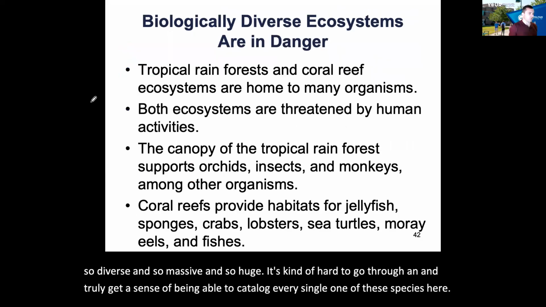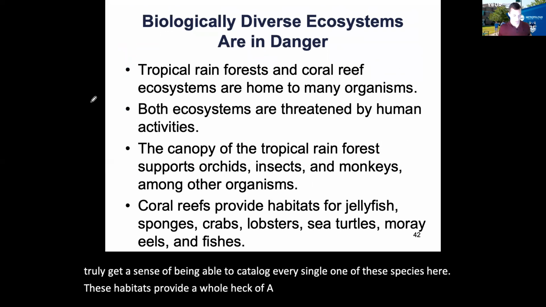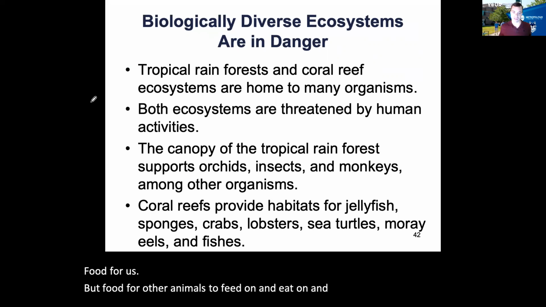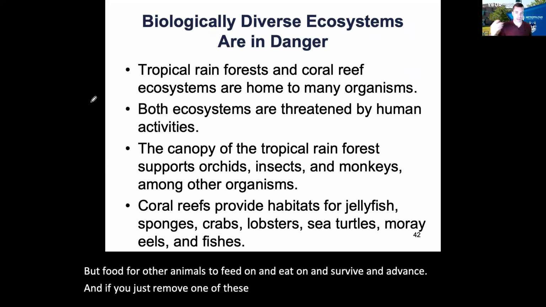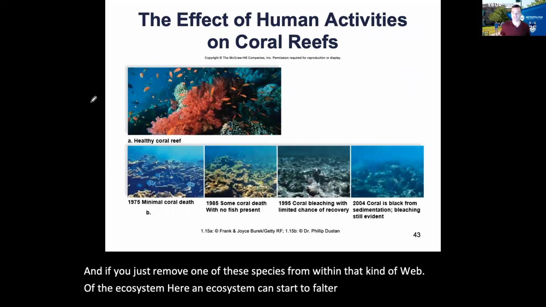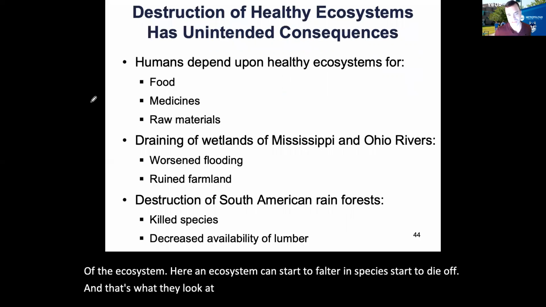These habitats provide a whole heck of a lot of stuff. Food for the big one, okay? Food for us, but food for other animals to feed on and survive and advance. And if you just remove one of these species from within that web of the ecosystem, an ecosystem can start to falter and species start to die off. And that's what they look at here over these two slides.